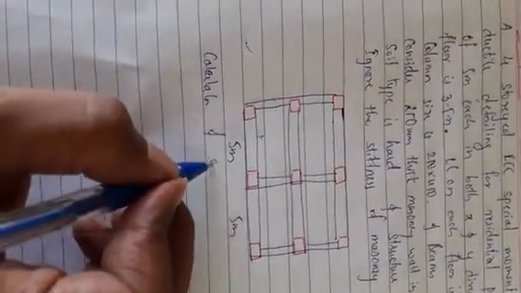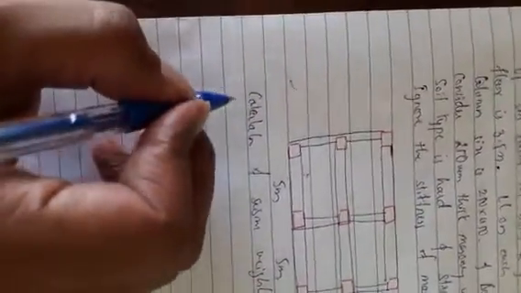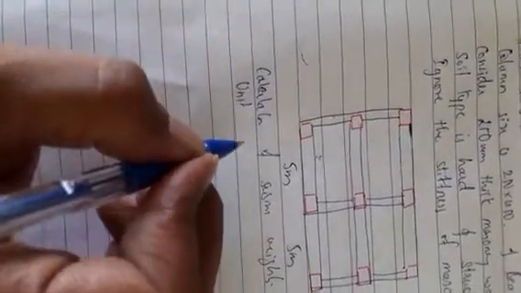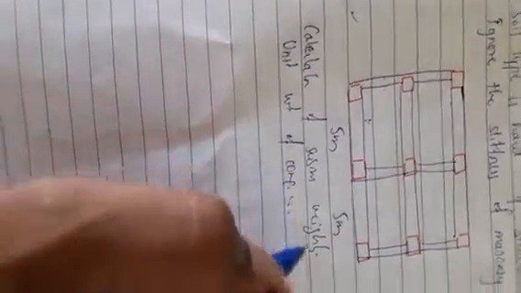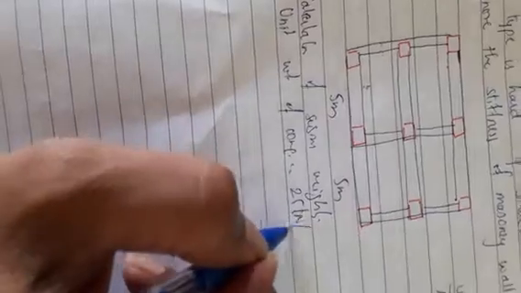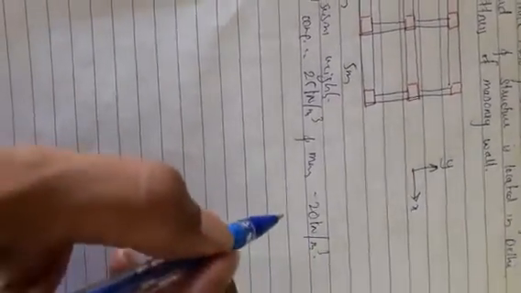Calculation of seismic weights. So for that assume unit weight of concrete 25 kilonewton per meter cube and masonry 20 kilonewtons per meter cube. Now here interesting thing is he has given height of the floor.